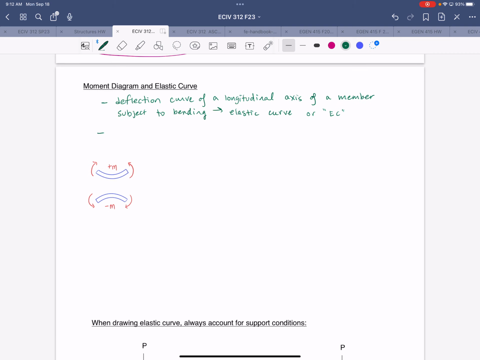Now, the cool thing is that the curvature of the elastic curve is directly tied to the moment diagram, right? And this makes sense, right? If you think about how you get to that equation, it's a second integration from the moment equation, right? So it's connected there.